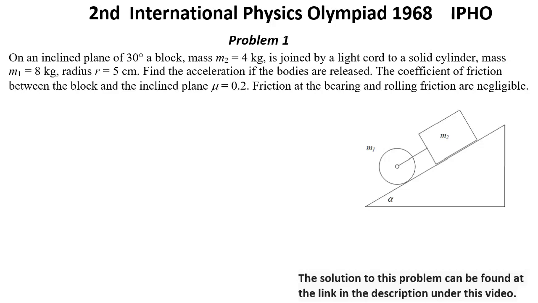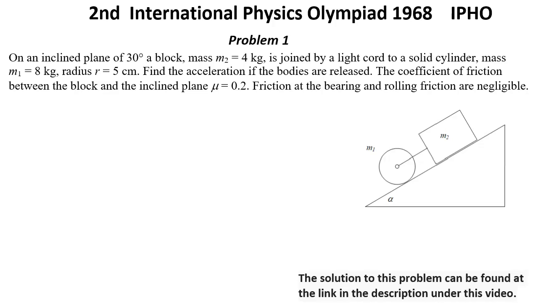Second International Physics Olympiad, year 1968, IPHO. Problem number 1. On an inclined plane of 30 degrees, a block of mass M2 equal 4 kg is joined by a light cord to a solid cylinder of mass M1 equal 8 kg, radius r equal 5 cm. Find the acceleration of the bodies when they are released.